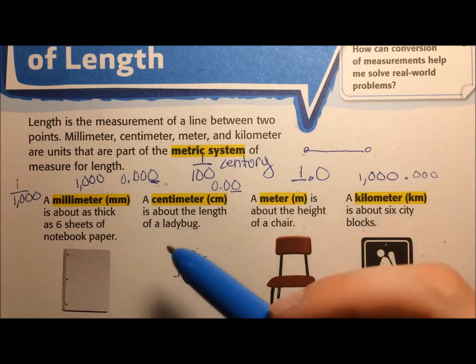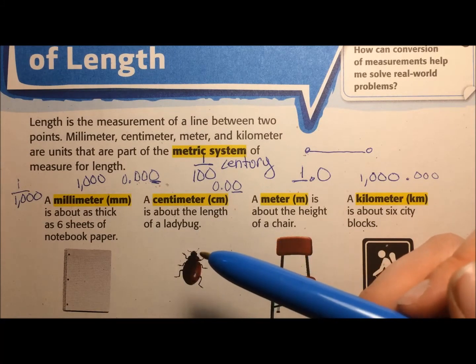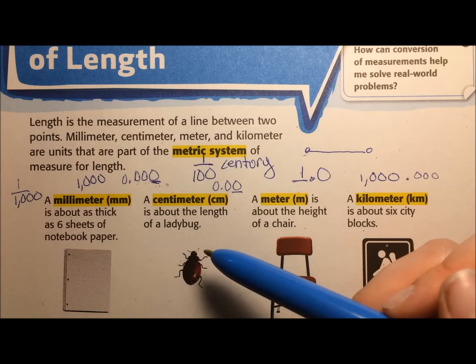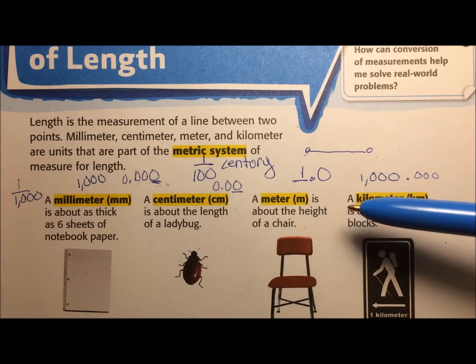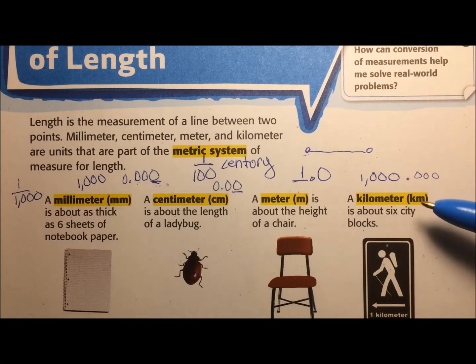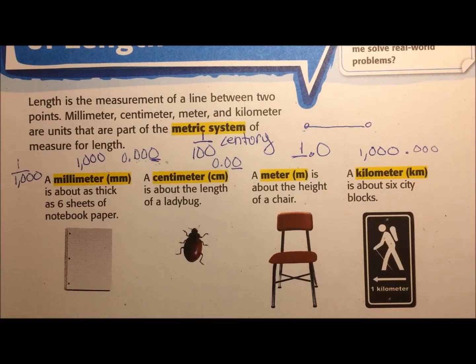A centimeter is small. It's like a ladybug. It's a small measurement. Centimeter is about the length of your finger, the length of a ladybug. A meter is comparable to yards. It's about the height of a chair. And kilometer, it's about 6 city blocks. So it's a long walk. It's not as big as miles, but it's a pretty long walk.